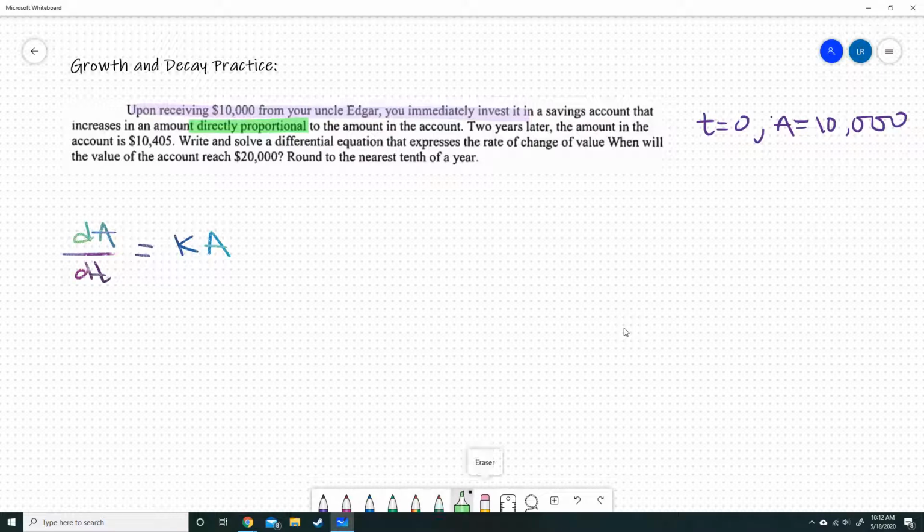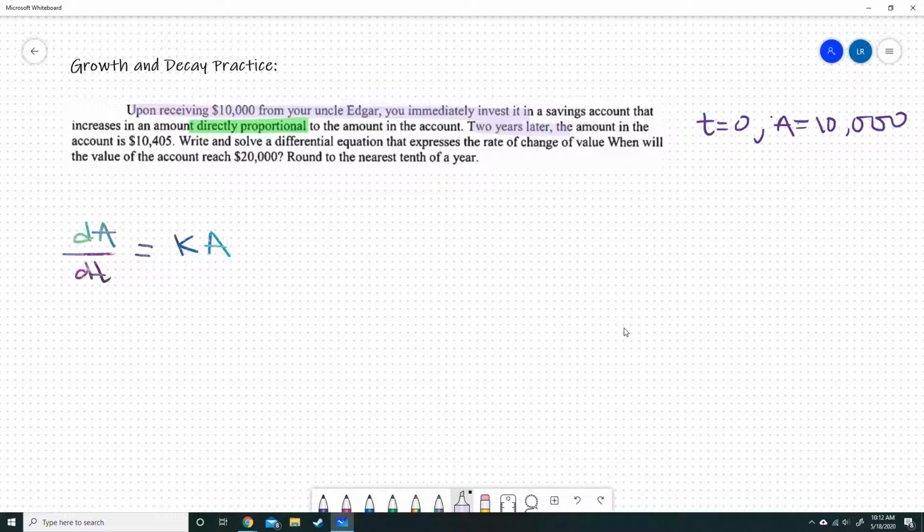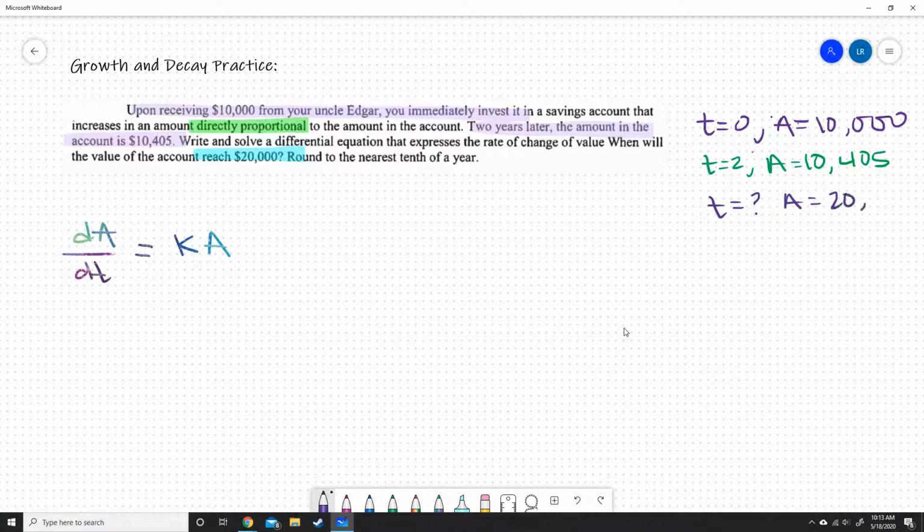And then it follows up with a second condition. 2 years later, the amount in the account is $10,405. So that's going to be t equals 2, A equals $10,405. And then lastly, it gives me one more thing. It says solve for t, so t equals question mark when A is $20,000.